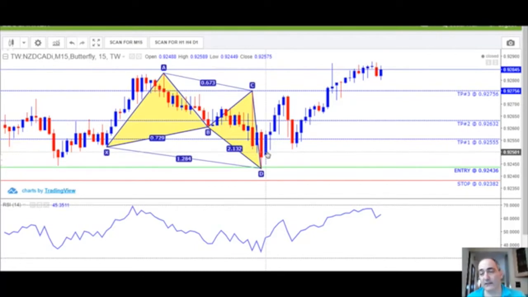Okay, now since my stop loss is going to be set down here at 92382, that gives me a risk of about 12 pips. And since take profit 1 is at 92555, I'm only going to gain 5 pips there. So I'm going to let this run all the way to take profit 2, and I'm going to get about, I think it's a 13 pip gain or something like that from 9250.